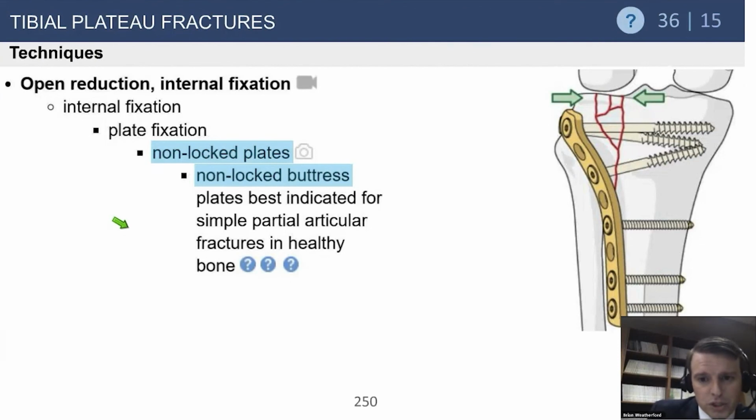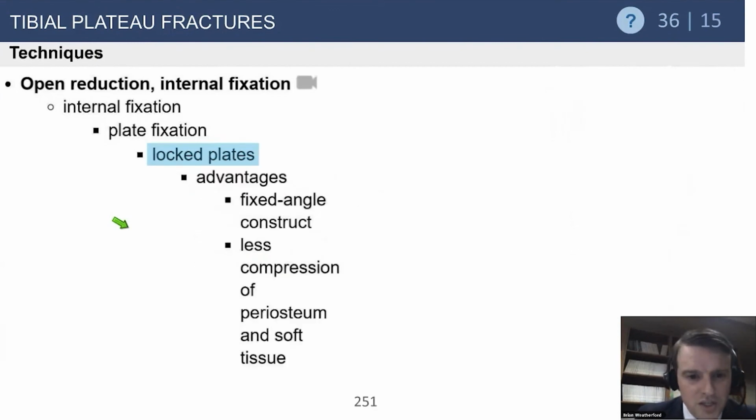Plates for partial articular fractures. So this is an important thing to keep in mind. For a partial articular injury, and especially in a younger patient with good bone quality, there's no reason to place locking screw fixation in that patient. All right, so non-locked buttress plating is best indicated for simple partial articular fractures in patients with good bone quality.